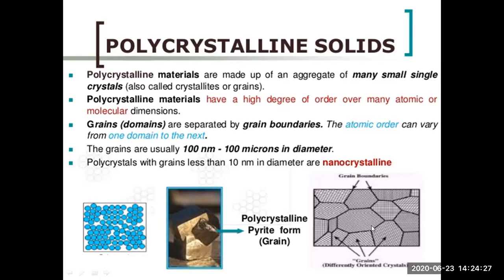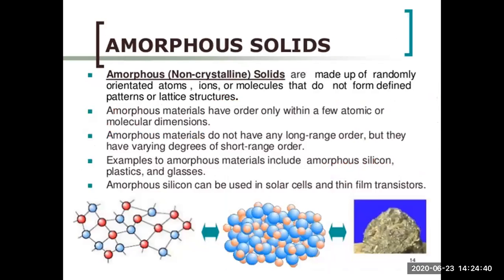This is the summation, or what we can say, a collection of different types of patterns, different types of crystals. So it makes it a polycrystalline solid. The third one is amorphous solids.